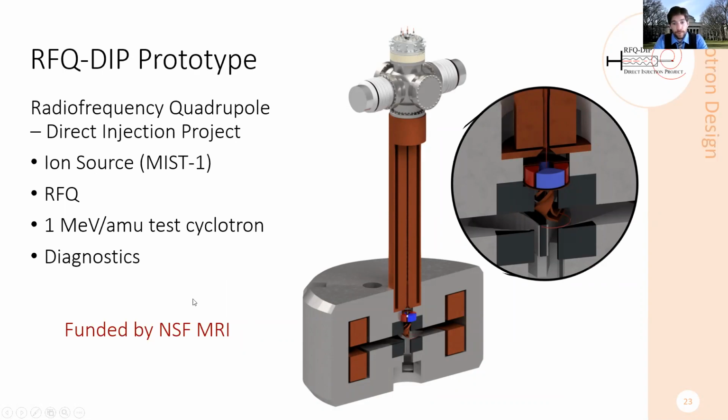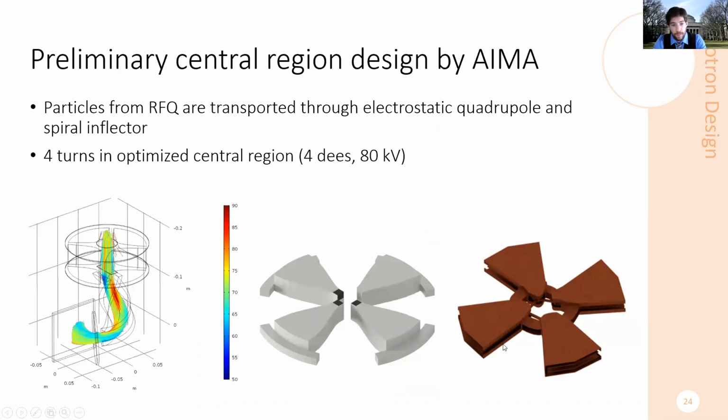Coming back to this overview picture, so we've talked about the ion source, we've talked about the RFQ, and now we'll talk a little bit about the spiral inflector and the central region. And so this is one of the more tricky parts. Once we have the beam from the RFQ, which is highly divergent, we need to refocus it.